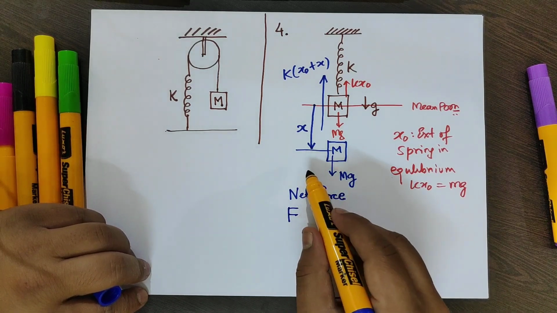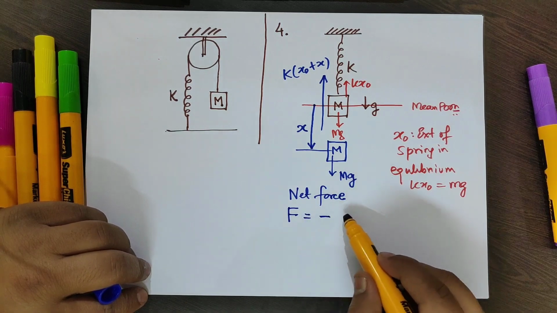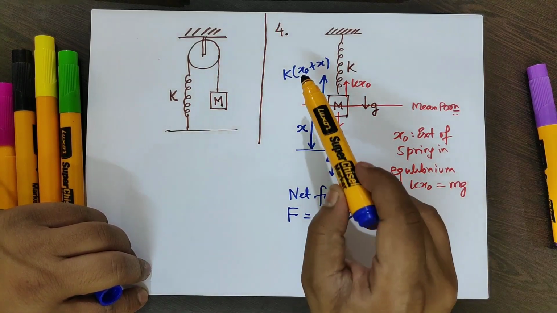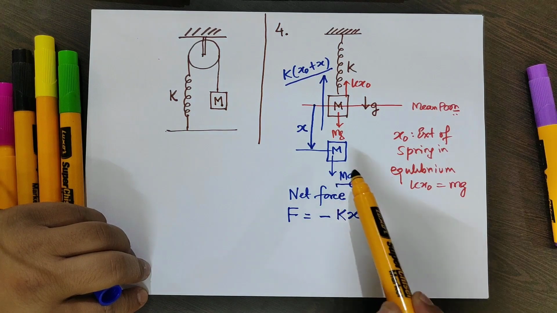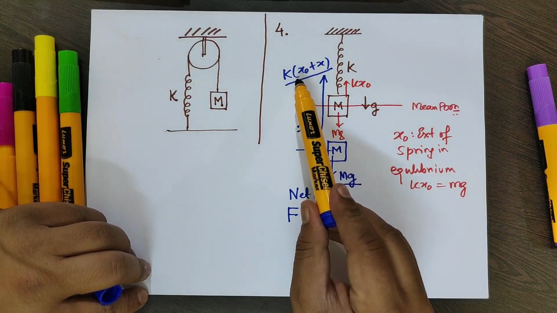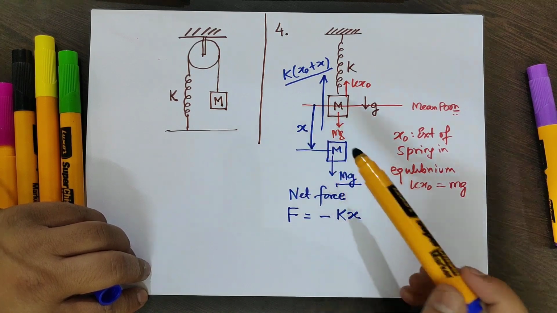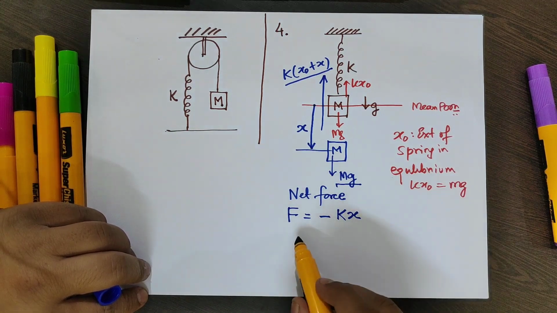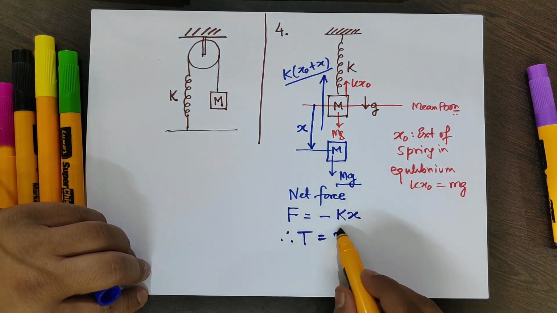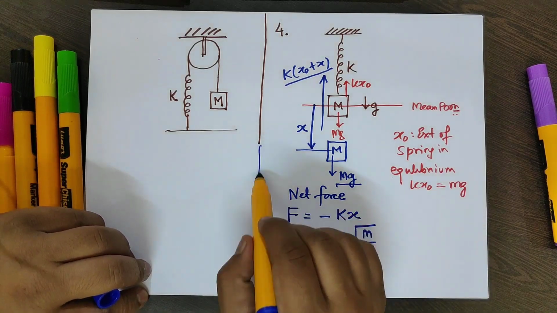As the displacement is downward, we have to put a minus sign. So it is minus kx. See, this is actually the vector sum of this force and this force. So mg and kx naught will balance, and we are left with force kx upwards. So as displacement x is downward, F equals minus kx. Therefore, the time period will again be 2 pi root over m by k, right?